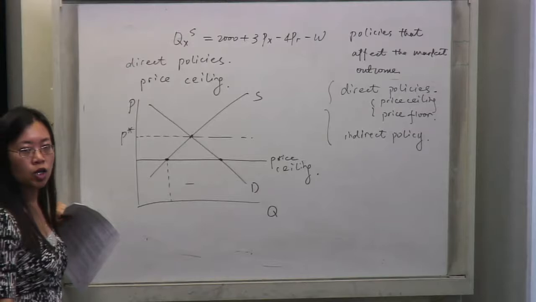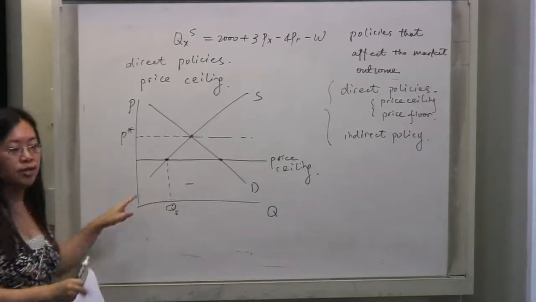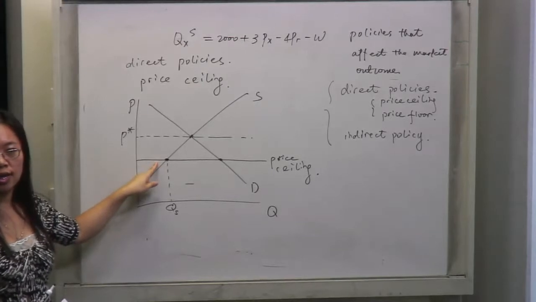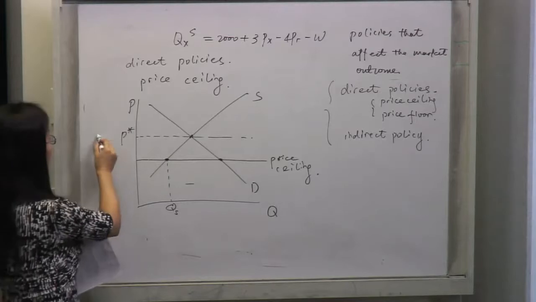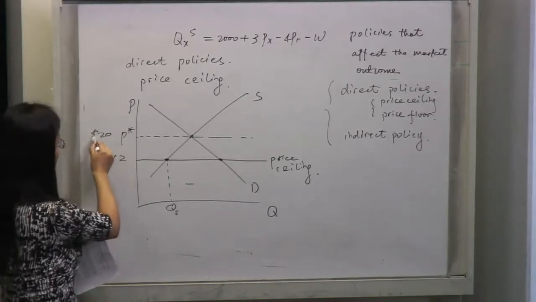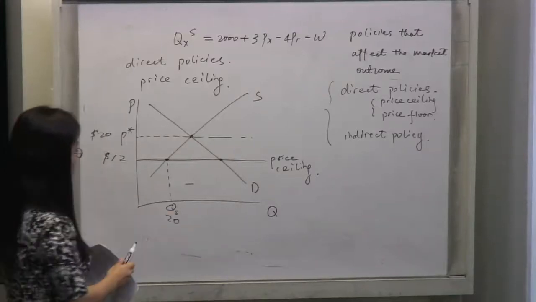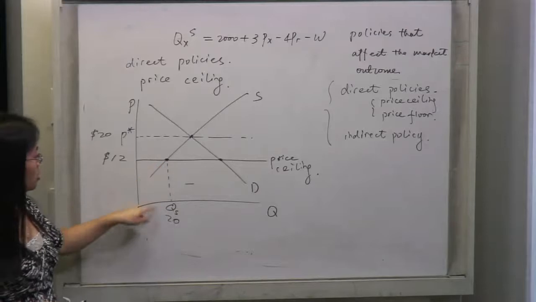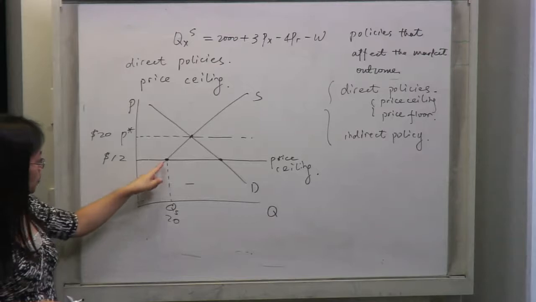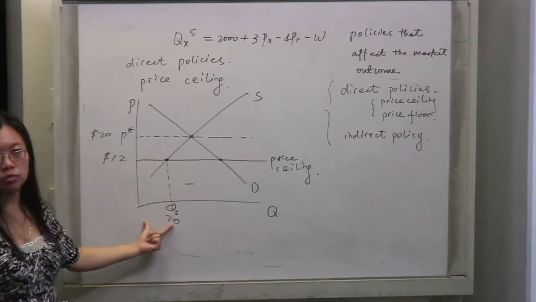Shortage. This is the quantity supplied at this market, at this price ceiling, right? Do you guys see that? Let's say this is $20. This is really $12. At $12, quantity supplied is 20, right? Which means that is how many units will be produced at that price.